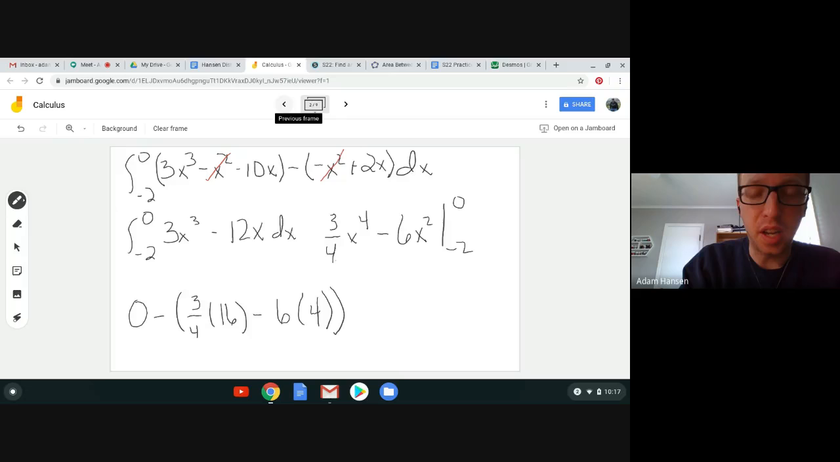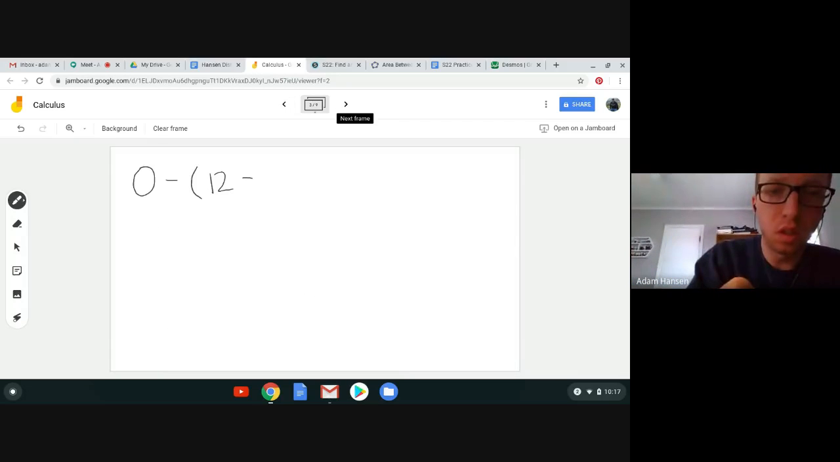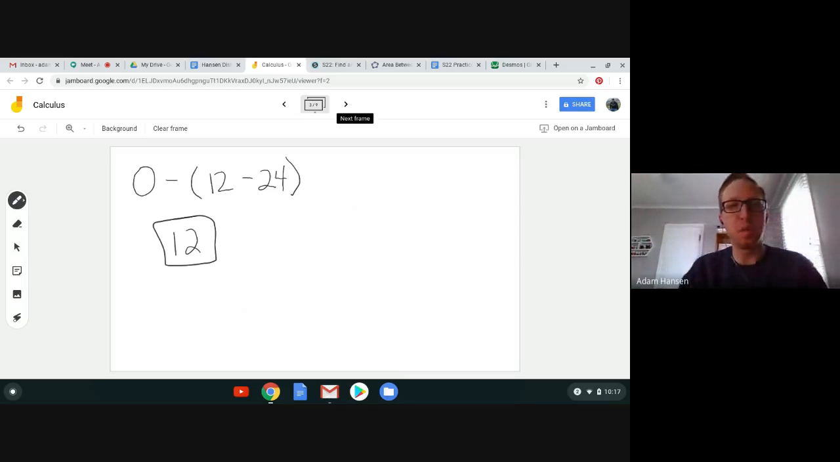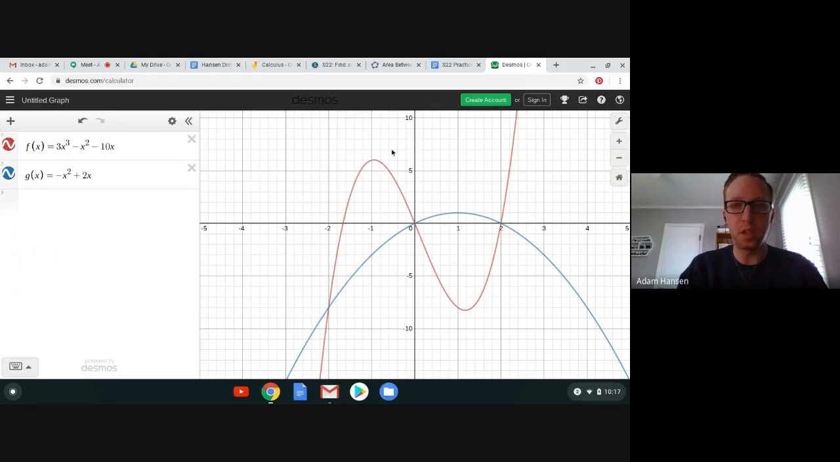Minus 6 times 4, that should be 24. Zero minus -12 gives me a 12 for region 1 specifically. Of course, we can check that on Desmos. Once again, this is just the area bounded here to the left between x equals -2 and 0.